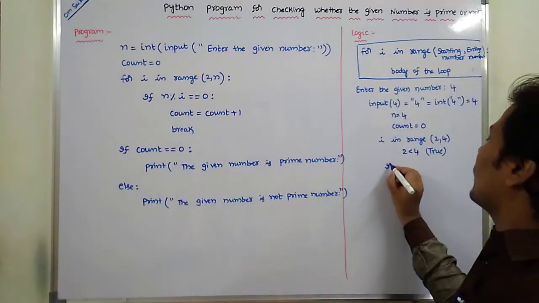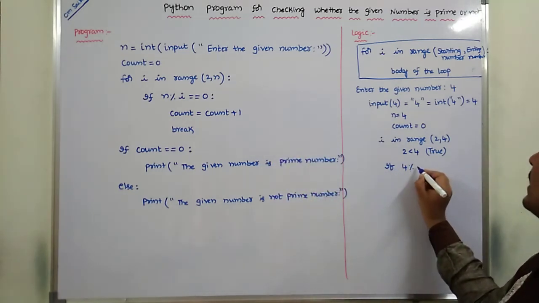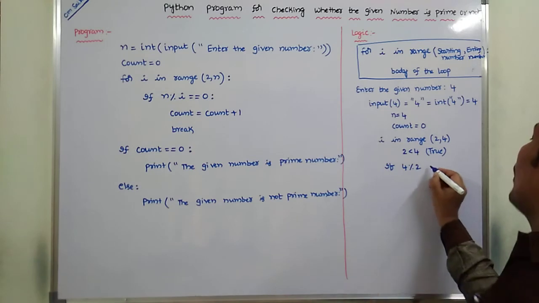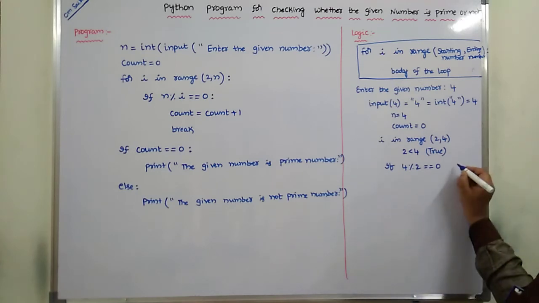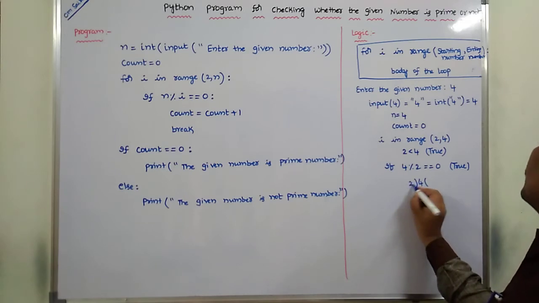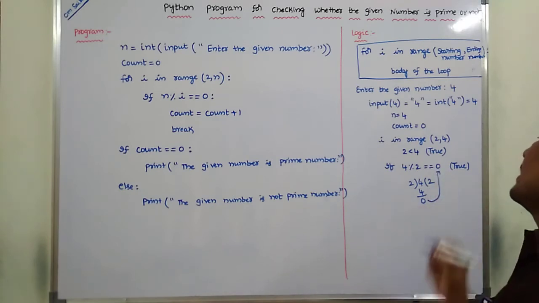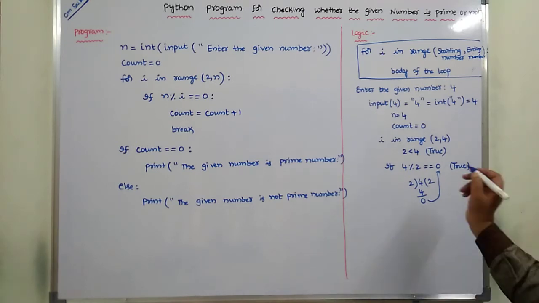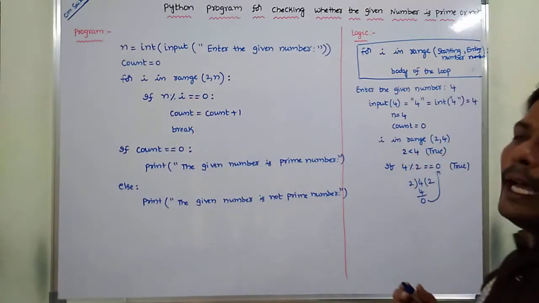Inside the for loop, if n modulus operator i is equal to 0: n value is 4, i value is 2. 4 modulus 2 is equal to 0. This is true, because 4 divided by 2, 2 twos are 4, and the remainder value is 0. So the condition is true. Then go to the inside of the if block.